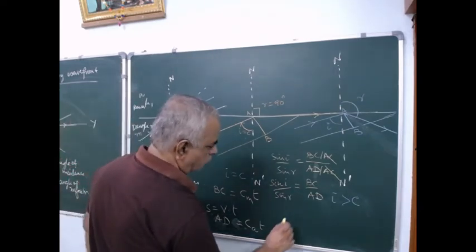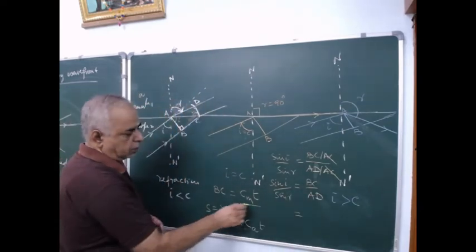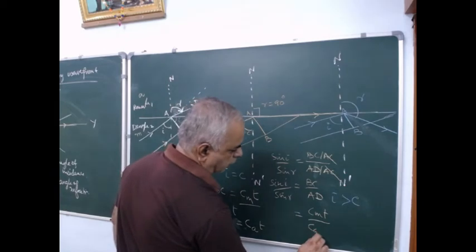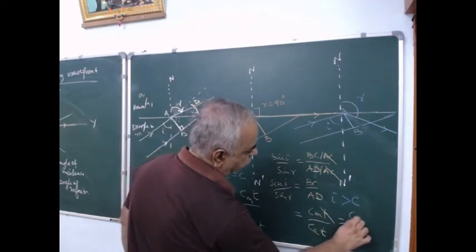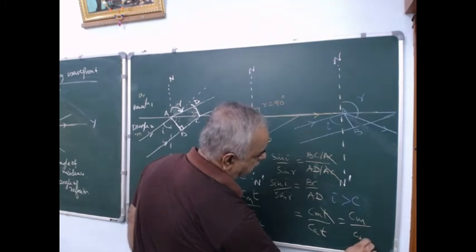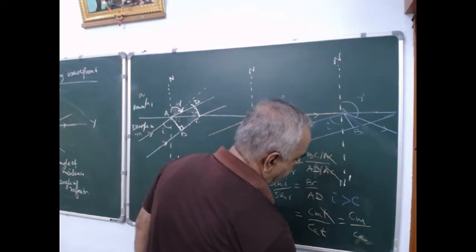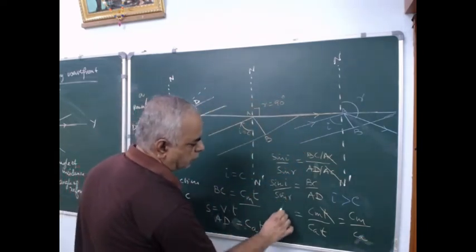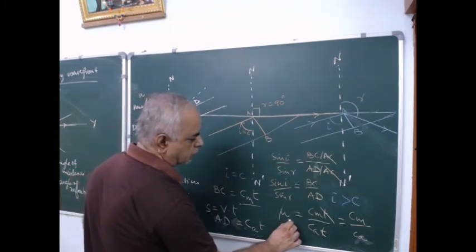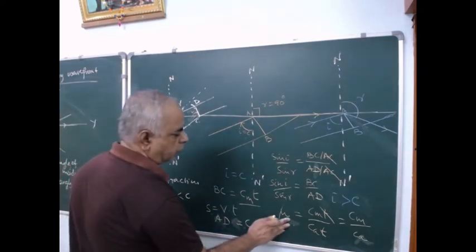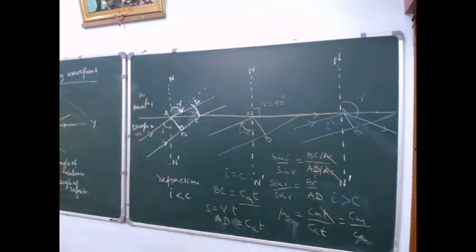Therefore, you can replace this BC by CM T divided by CA T. T can be cancelled. Therefore, it is the ratio between velocities of light in medium and air. And sin I by sin R is nothing but mu, mu of the second medium with respect to the first medium. That is the convention, or you can simply put the refractive index also. Please note down.